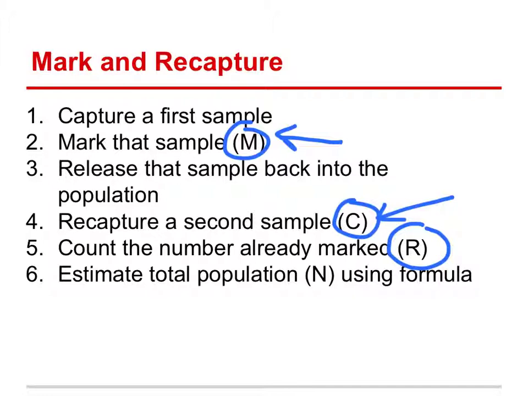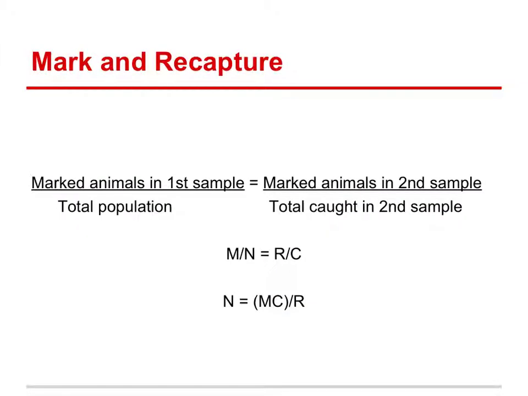And now we can estimate the total population size. Again, the total population size is represented with the variable or the letter N. And we'll be using a particular formula that I'll be telling you about in a second. That formula is this. We're not going to talk too much about the assumptions or why this formula works, but here it is. Here's the formula.